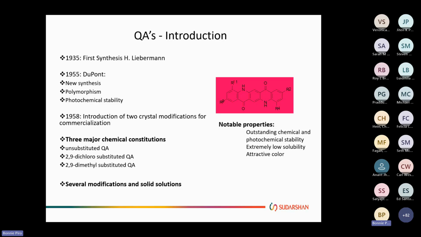There are three major chemical constitutions with respect to quinacridones: the unsubstituted quinacridones, the 2,9 position dichloro substituted quinacridones, and the 2,9 dimethyl substituted quinacridones. In addition, there are modifications in solid solutions in quinacridone chemistries, and all of these areas will be reviewed in the presentation today.